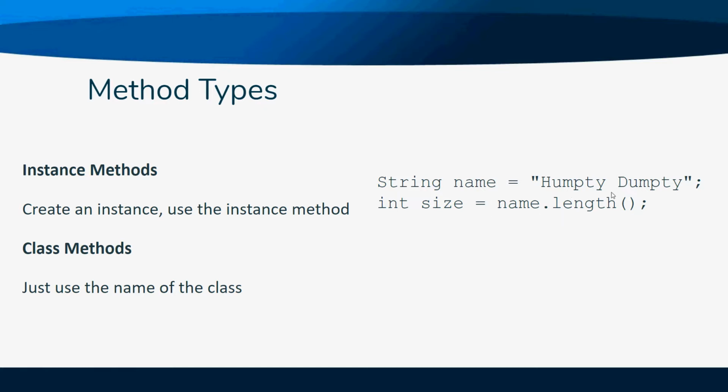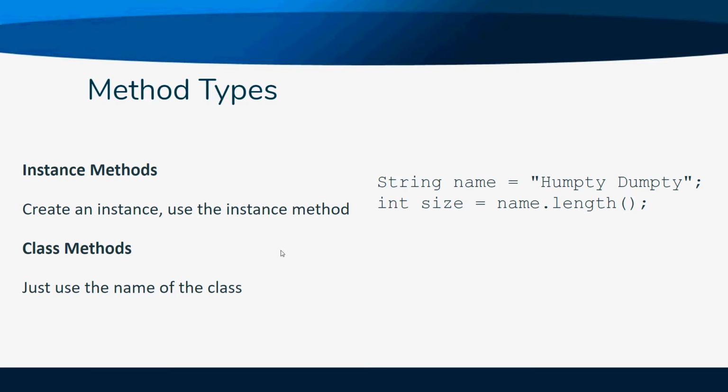Well, if we were to look this length method up in the string documentation, it would have an int return type. So whatever gets returned is stored into this variable size. And the reason it is an instance method is because we had to create an instance. There's our string name, and we're using that string name to find the length of whatever it is. The length of Humpty Dumpty is 1, 2, 3, 4, 5, 6, 7. I don't know, you count it out.